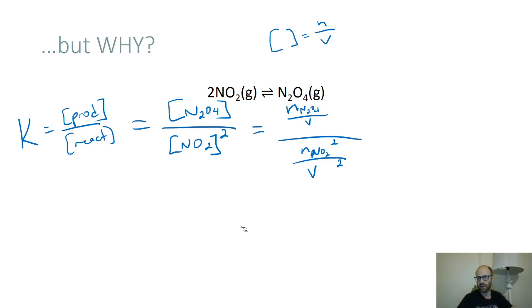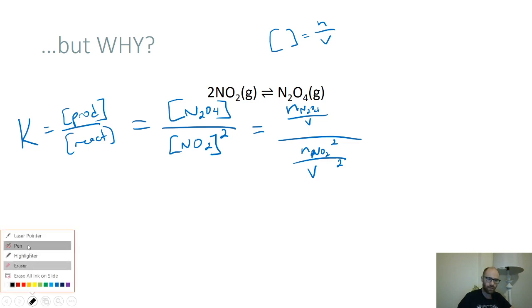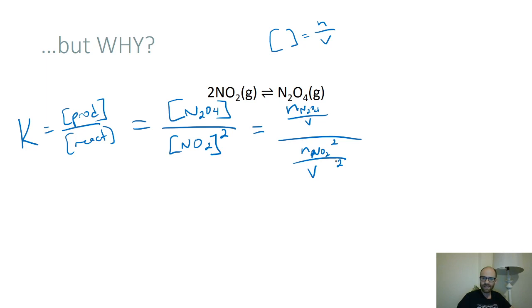It's one container, which is super useful if you're going to be doing some algebra here, because now volume is volume, and what you get is that one of the volumes cancels out. One of these V's cancels out one of these V's, and so what you get, and then I'm going to simplify my fraction because I hate complex fractions, is volume times the number of moles of N2O4 over the number of moles of NO2 squared.